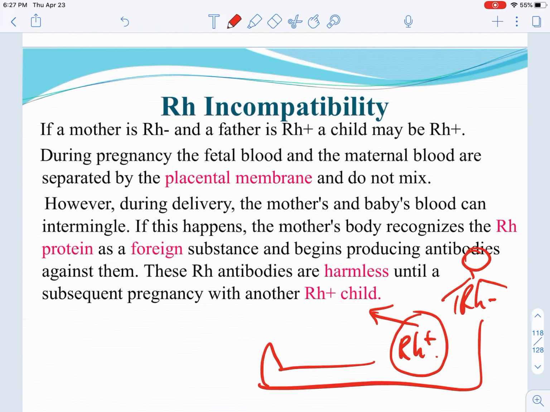However, once she delivers that baby, there could be blood mixing at the time of delivery. So at that point, her body will start making antibodies against Rh positive blood. And so the concern there is that if she carries a second baby in the future that is Rh positive, those little antibodies are so tiny, they can go from her bloodstream into the baby's bloodstream.